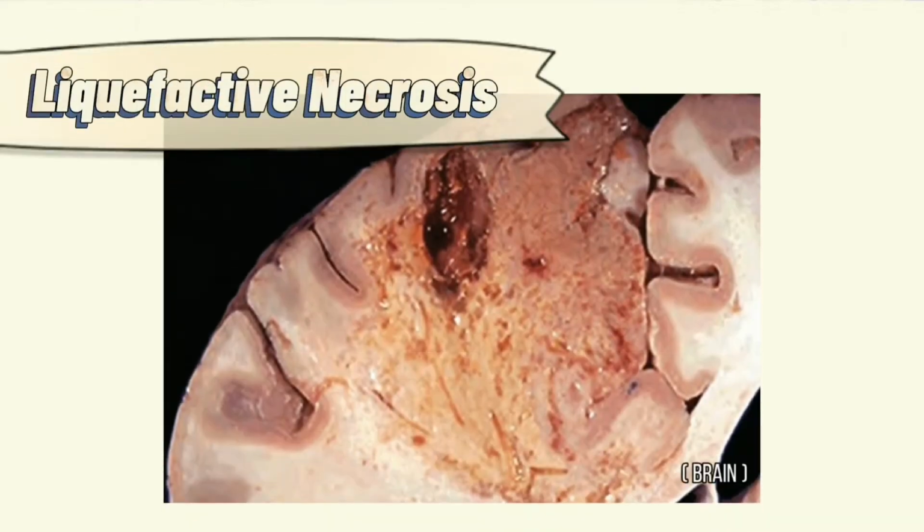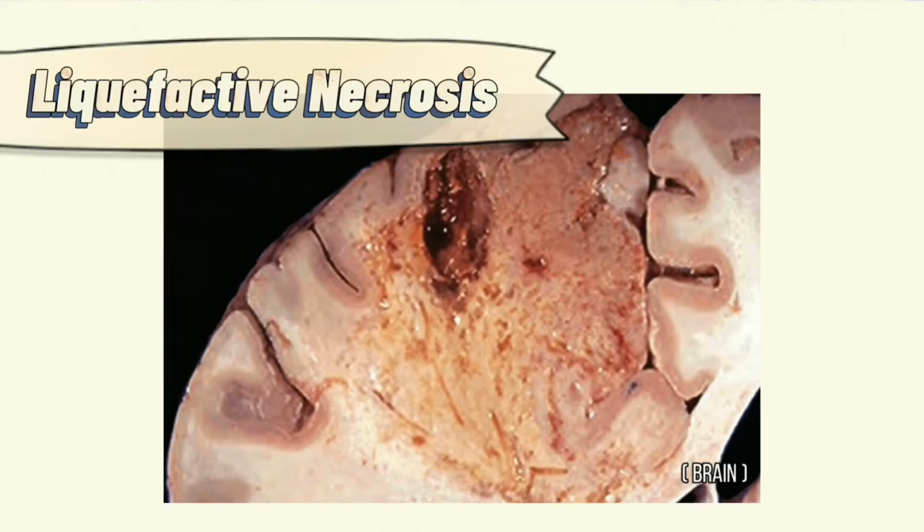Next is liquefactive necrosis. It denatures the structural protein only. It is a result of the action of powerful lysosomal enzymes, and these enzymes digest the dead cells and transform the tissue into a liquid or viscous mass. It is a characteristic of focal bacterial infections because these agents constitute powerful stimuli to the accumulation of neutrophils.